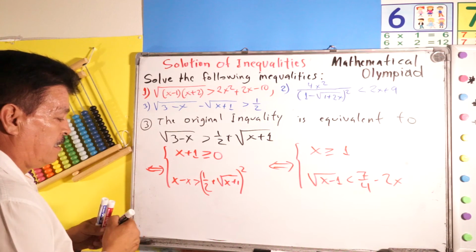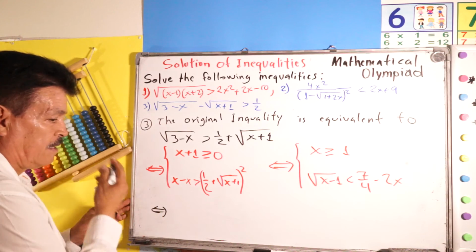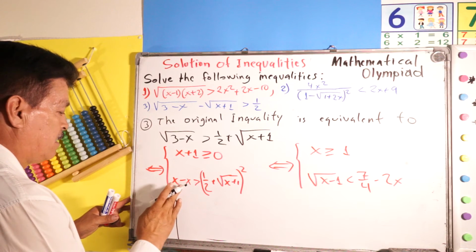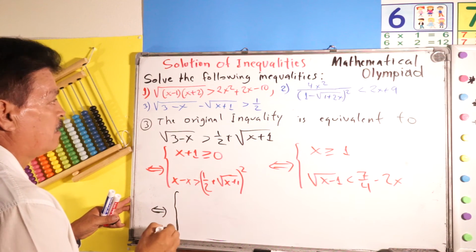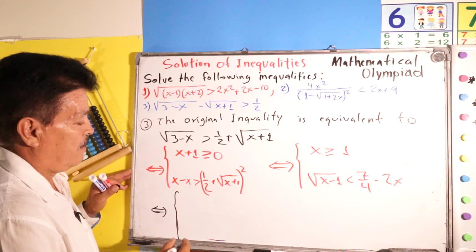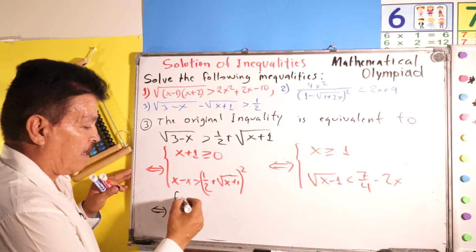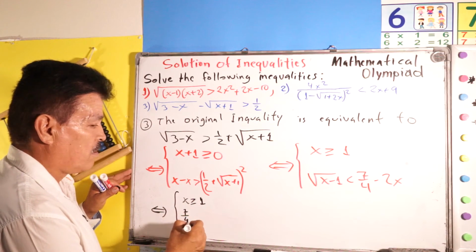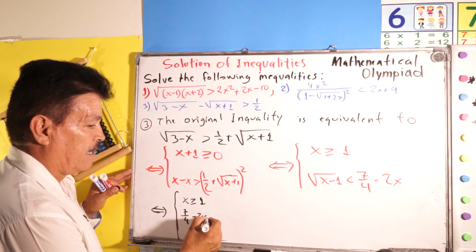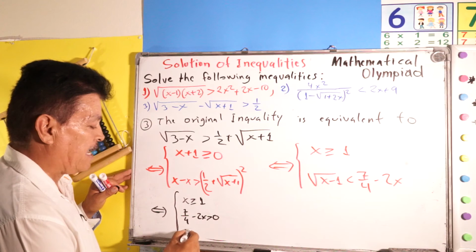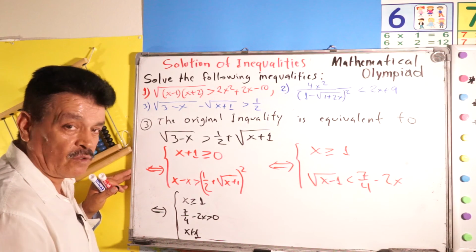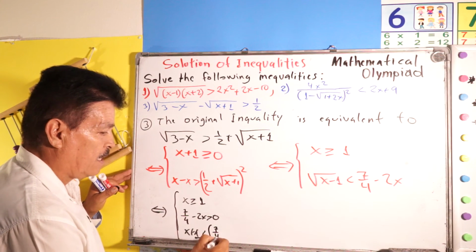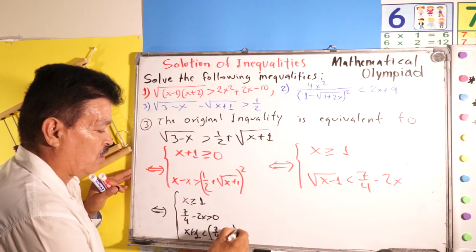As a conclusion, the solution is x greater than or equal to 1, and 7/4 minus 2x greater than 0, and x plus 1 less than (7/4 minus 2x) squared.